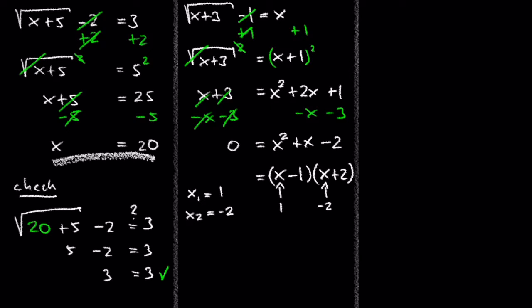Again, we have to check our solutions because we have an even index. The square root of 1 plus 3 minus 1 equals 1. 1 plus 3 is 4, and the square root of 4 is 2. 2 minus 1 is 1. So 1 equals 1 is true, which means our solution 1 fits in our original equation.